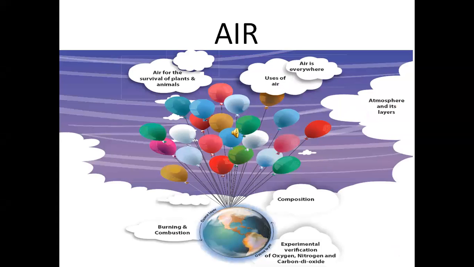Air. In this lesson, the learning objectives are: air is everywhere, air for the survival of plants and animals, atmosphere and its layers, uses of air, burning and combustion, what is combustion and what is burning, and experimental verification of oxygen, nitrogen and carbon dioxide. Let's see one by one.